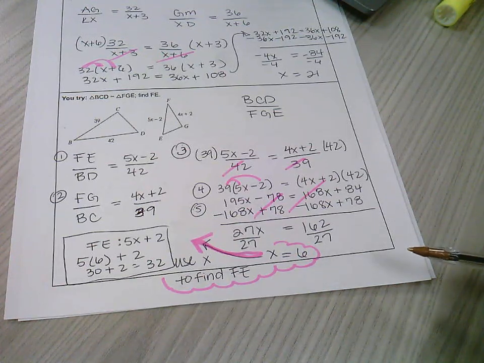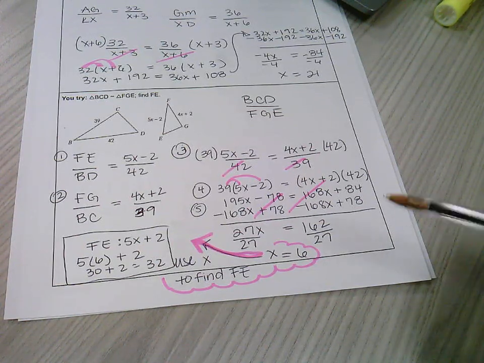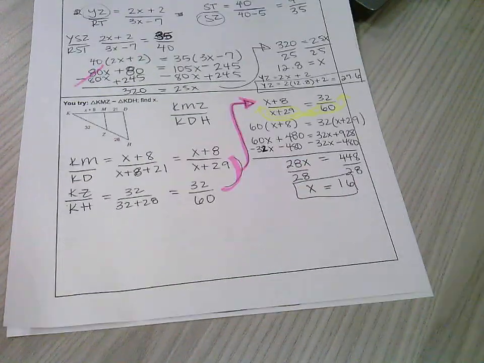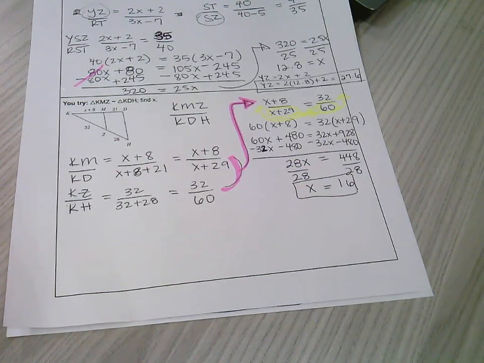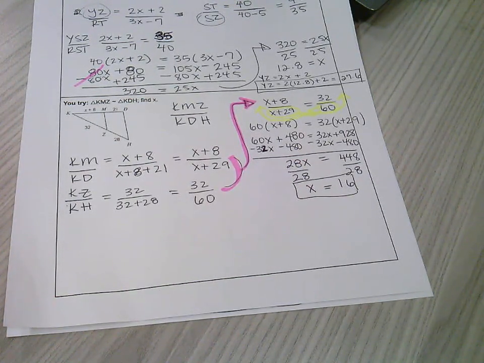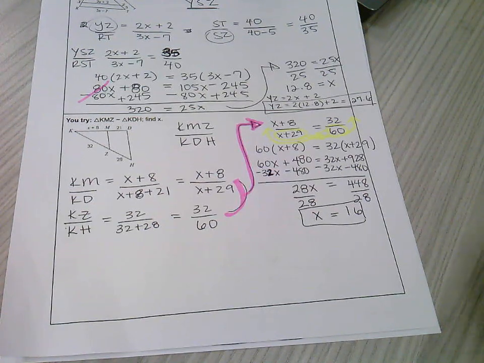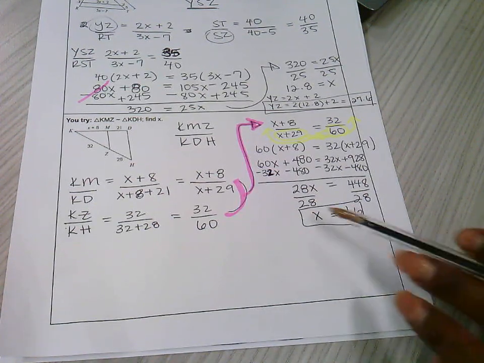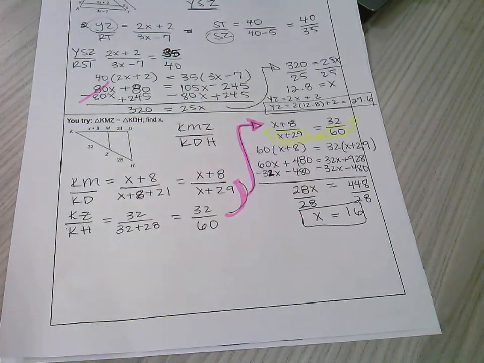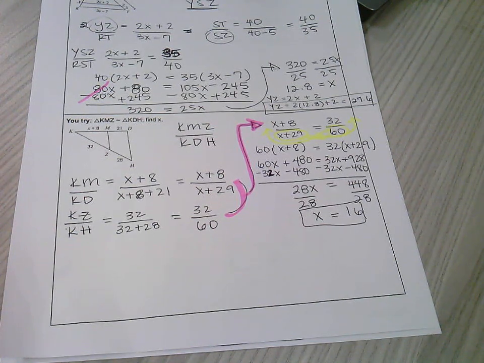All right, here's the first You Try. And hopefully you did try it. And this is what you got. And this is the second You Try. Hopefully this is what you got. You only had to solve for x and not find a side. That should have been pretty simple.